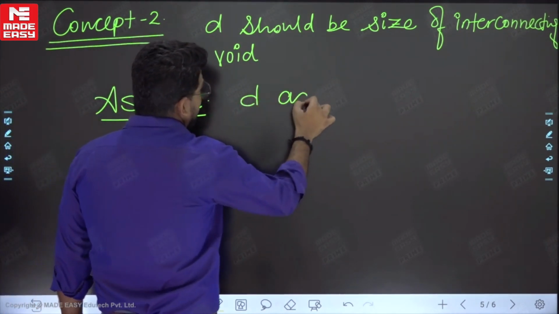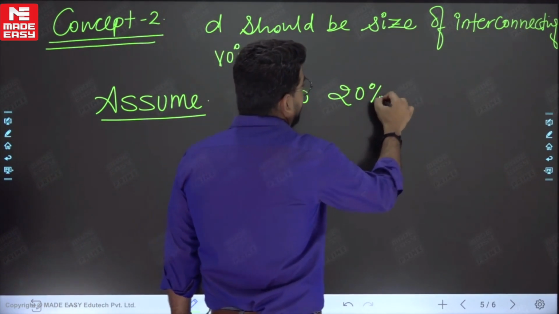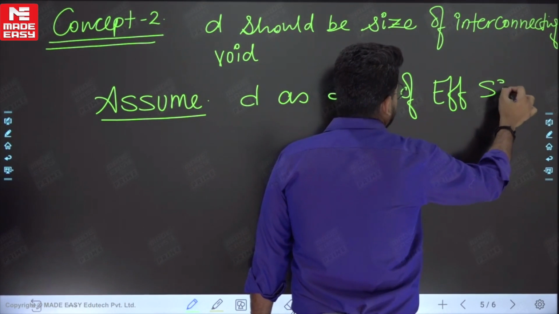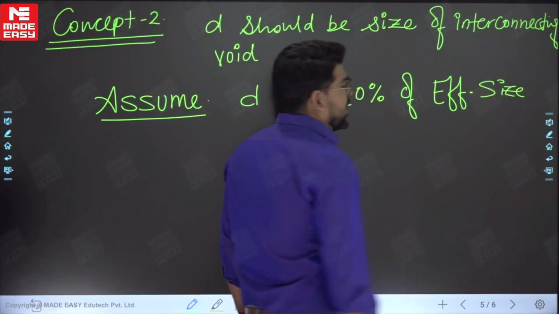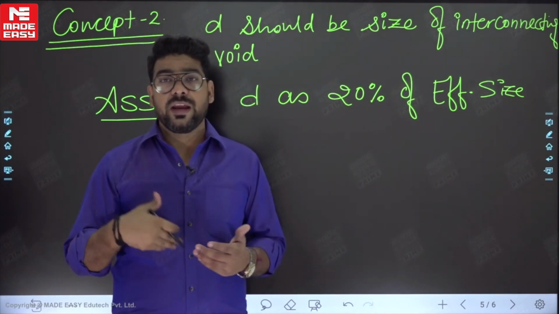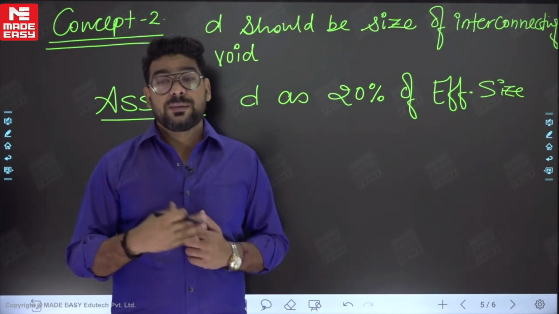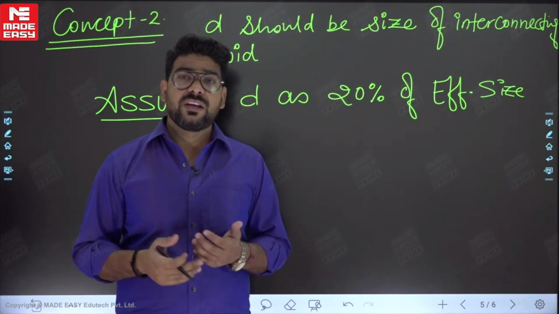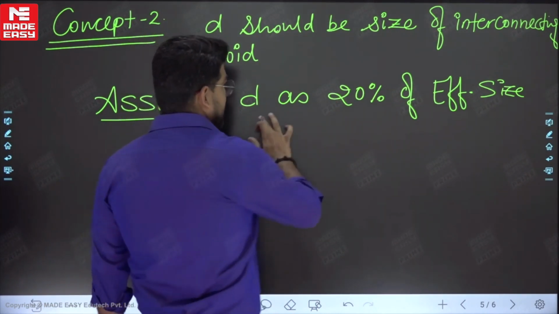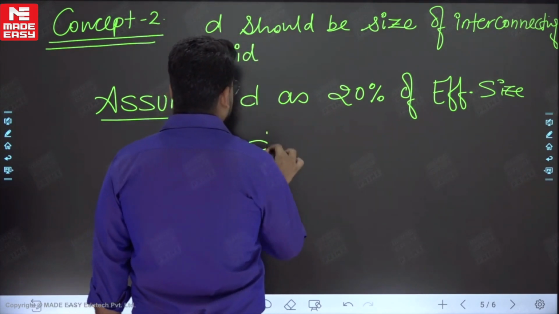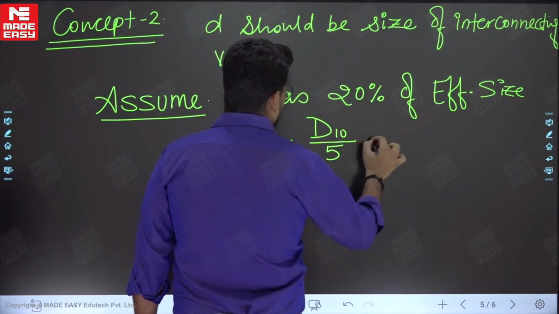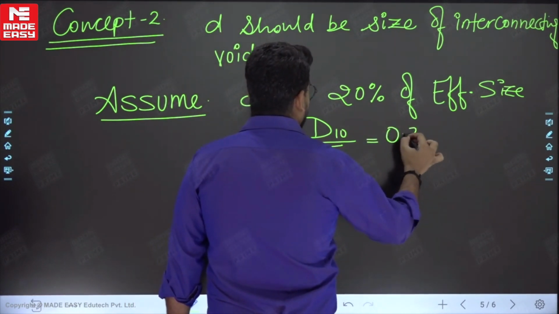Assume D as 20% of effective size. Effective size is what? D10. So in this case, this is something like an approximation. Sometimes when questions are there, the question may say that this is something like 1/8 of the effective size, sometimes it may say 50% of the effective size, so it depends upon the question. If nothing is mentioned, then you can take this D as 20% of D10. It means D is equal to D10 by 5, or 0.2 D10.